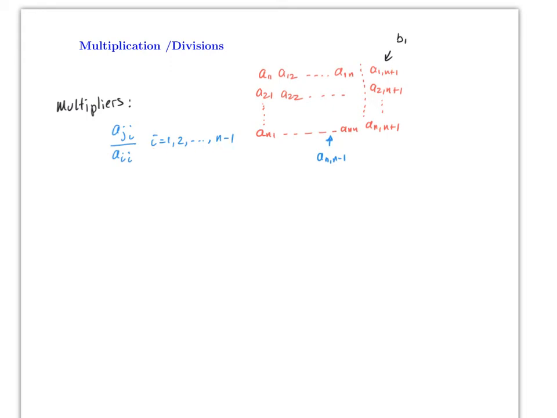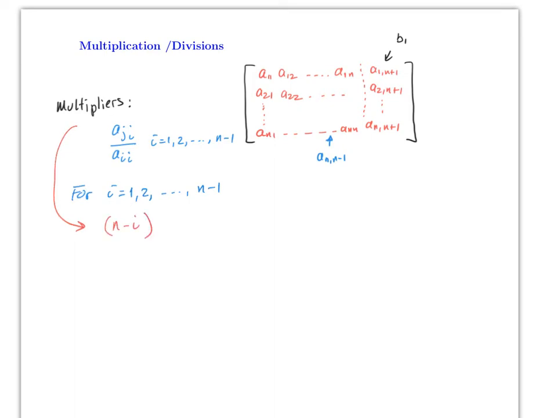All right, so if you're sleeping, this is the best time to wake up, because if you miss this, you'll never get it. So here it is. How many multipliers do we actually need? Well, it depends on the matrix. It depends where you are in the matrix. So for i equals 1, 2, all the way to n minus 1, the number of multipliers we're going to need is n minus i.